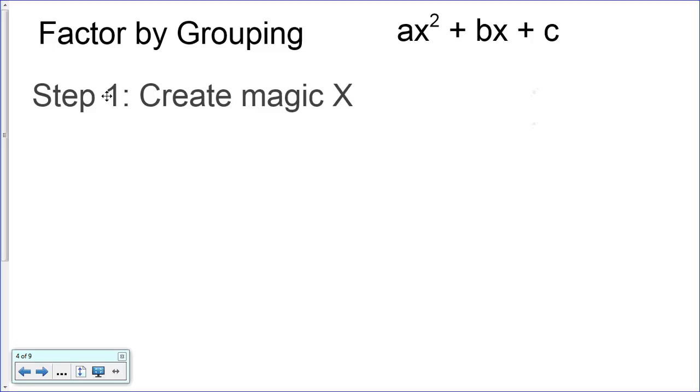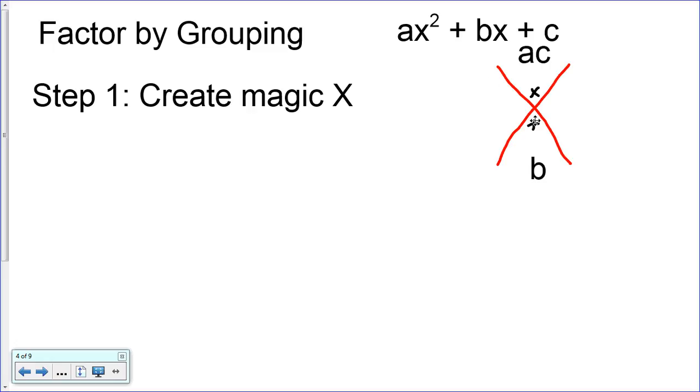Okay? So step 1 is to create a magic x. So this is what a magic x looks like. It's basically just a giant x. It's a way to organize your thoughts. That's all. So in the top part here is going to be the number you get from multiplying a times c. Okay? And in the bottom one is just going to be your b coefficient.